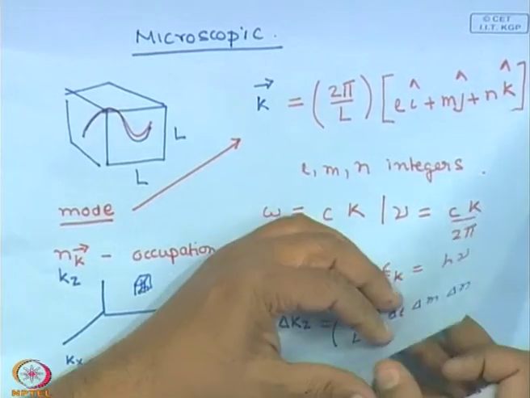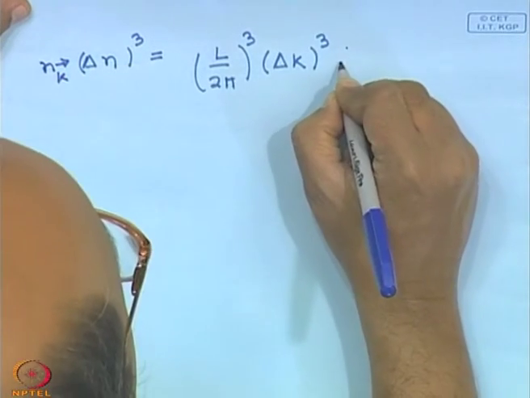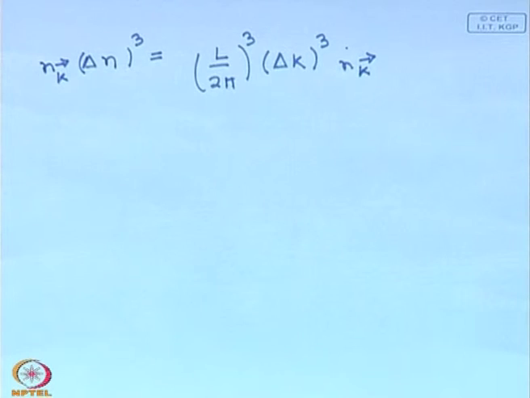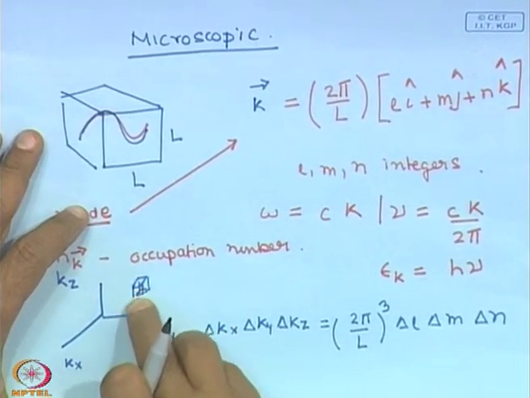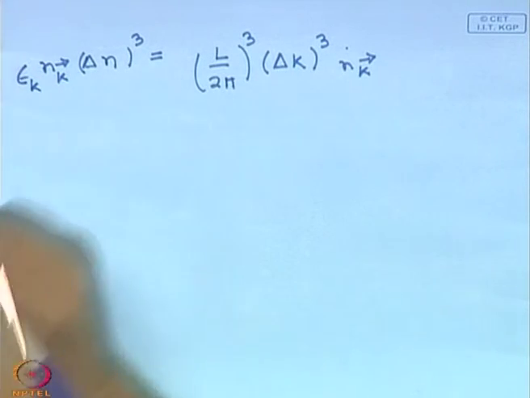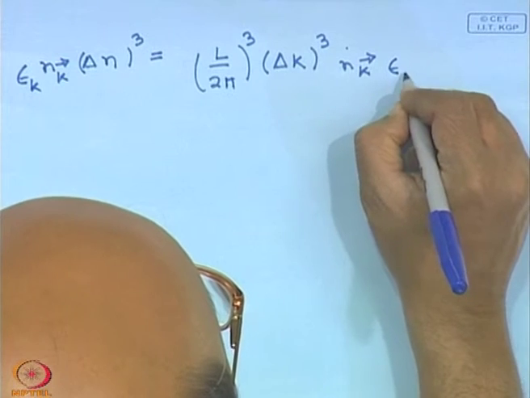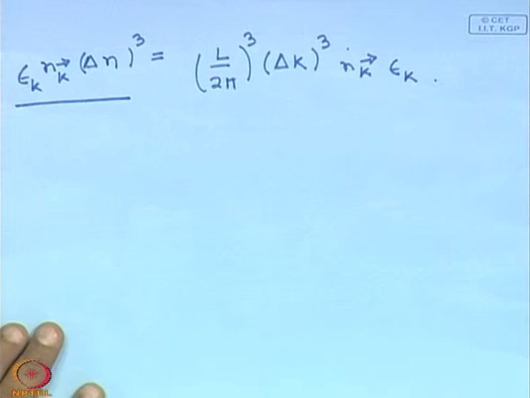Okay. So, what I have to do is multiply this with the occupation number of the modes that are there in that volume. And if I want to calculate the total energy of the photons in the modes in this volume of d cube k, then I have to multiply it with another factor of epsilon k, the energy of each photon, right. So, epsilon k. This gives me the energy contained in the photons that lie in that region of the k space.